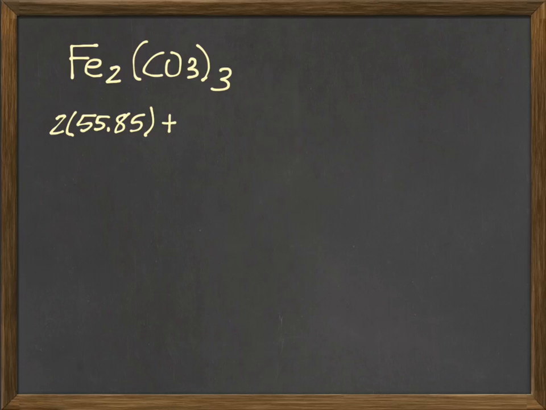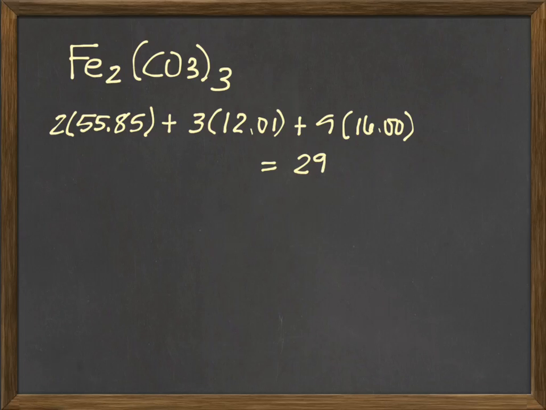So we have 3 times the mass of carbon and 9 times the mass of oxygen. And then we punch that through in the calculator: 2 times 55.85 plus 3 times 12.01 plus 9 times 16 equals 291.73 atomic mass units.